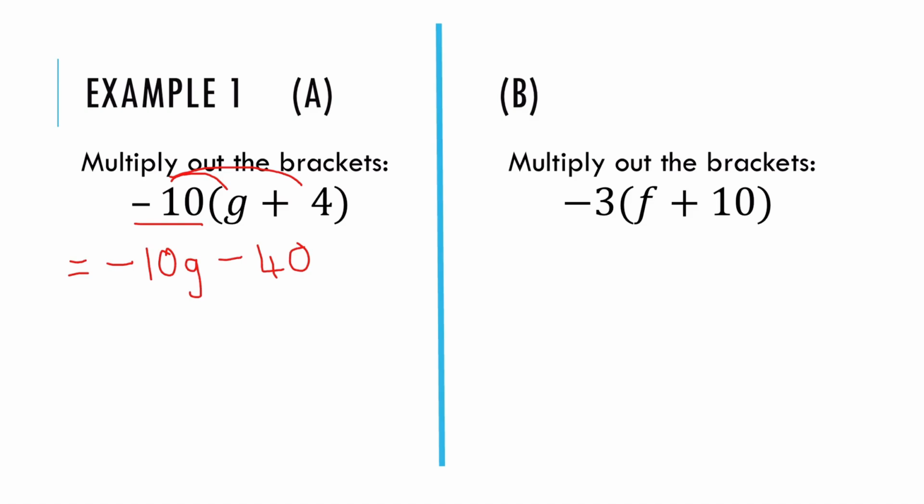In part B, we have a negative term multiplying throughout again. Negative times a positive is a negative. 3 times f is 3f. Negative times a positive is a negative. 3 times 10 is 30.